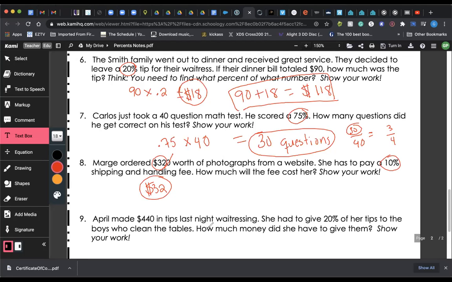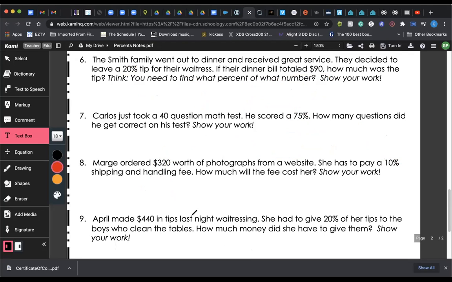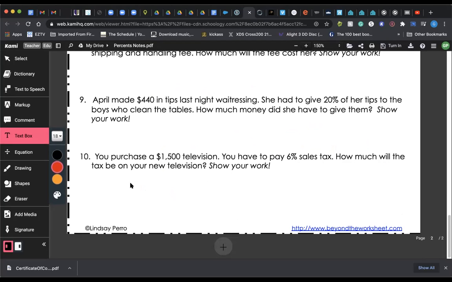Always find those shortcuts that help you out. And that's one of the biggest shortcuts, that 10%. Oh, 320, that was easy. All right, so now let's do numbers 9 and 10. I'm gonna move my screen. Okay, 9 and 10, all right.